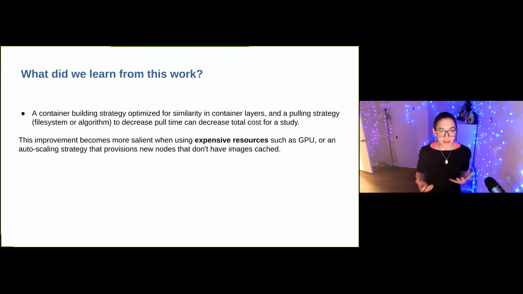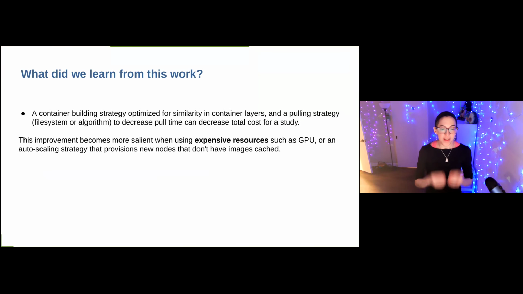So the first obvious thing is that a container building strategy that's optimized for similarity in container layers, especially when you're doing stuff with GPU containers that are large and using expensive resources, and a pulling strategy, which can be a file system or an algorithm or something else that I didn't test, to decrease pull time can decrease total cost for a study. And we're going to look at an example for that.